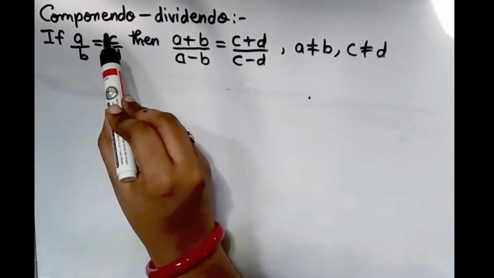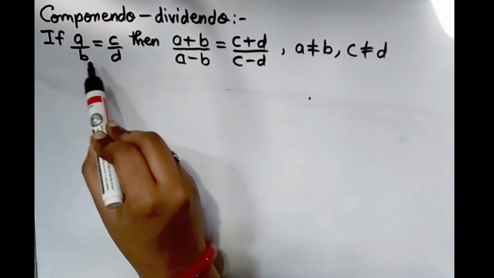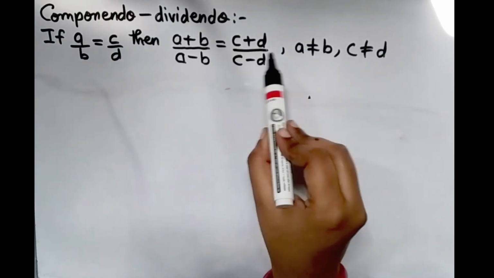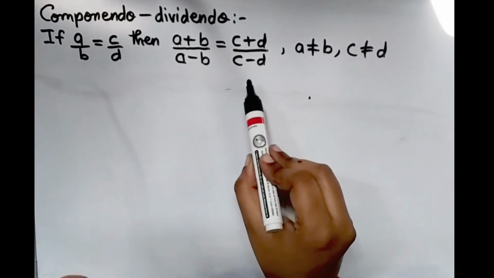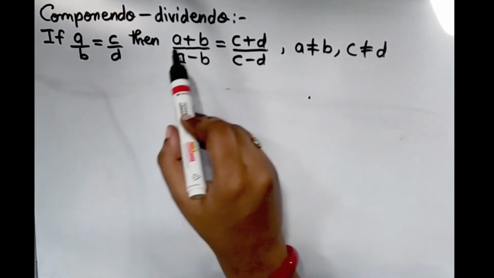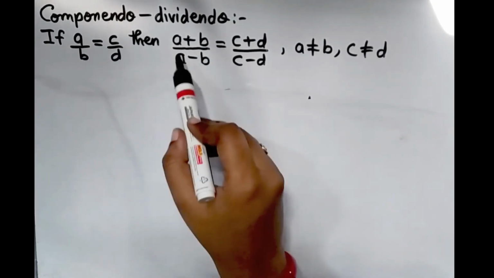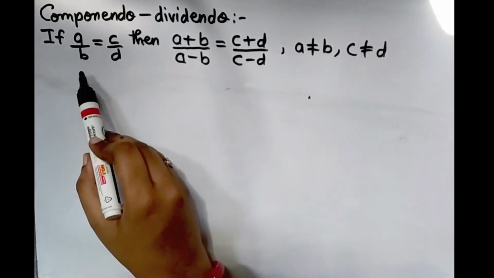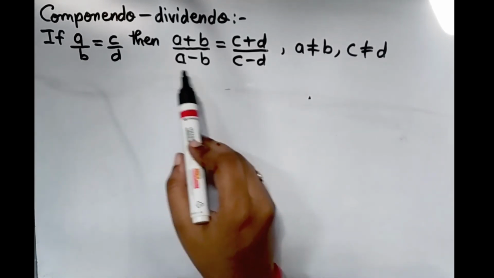Next property is componendo dividendo. If A upon B is equal to C upon D, then A plus B upon A minus B is equal to C plus D upon C minus D. So in the numerator we will add both the terms, and in the denominator we will subtract the denominator from the numerator.